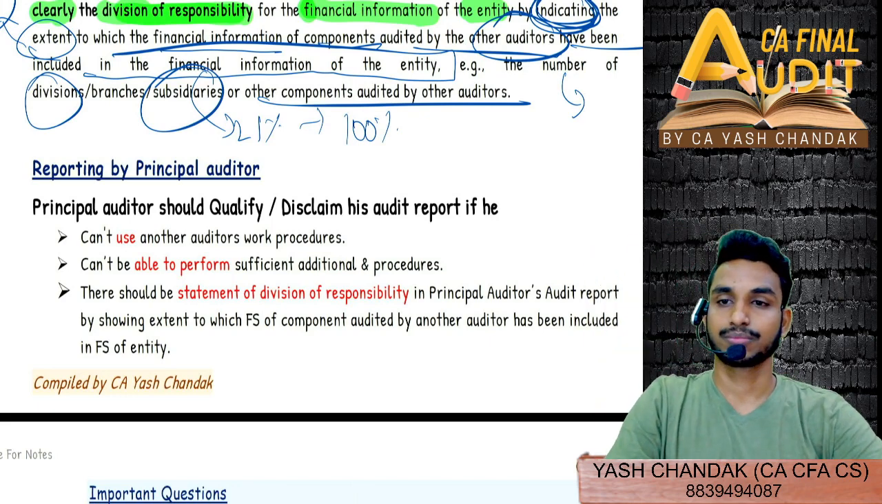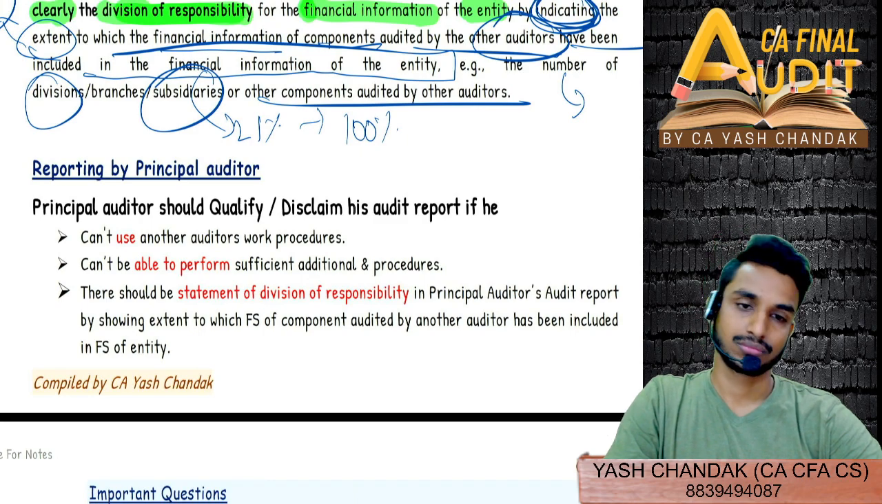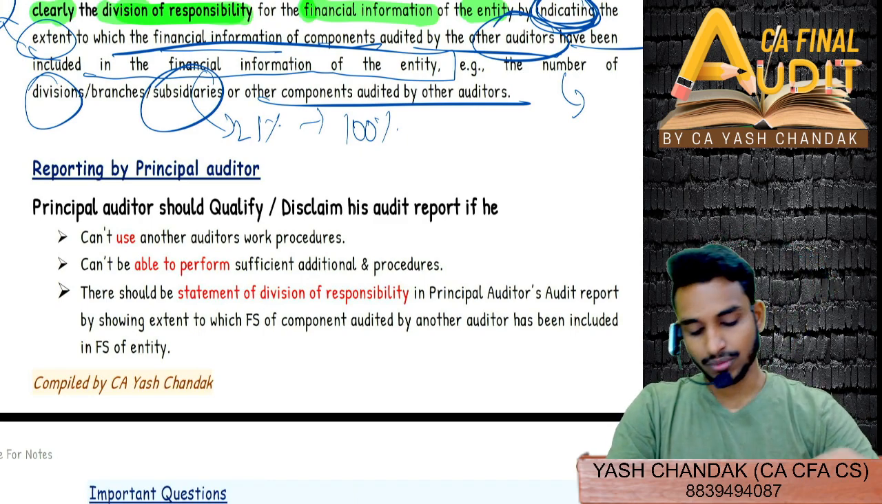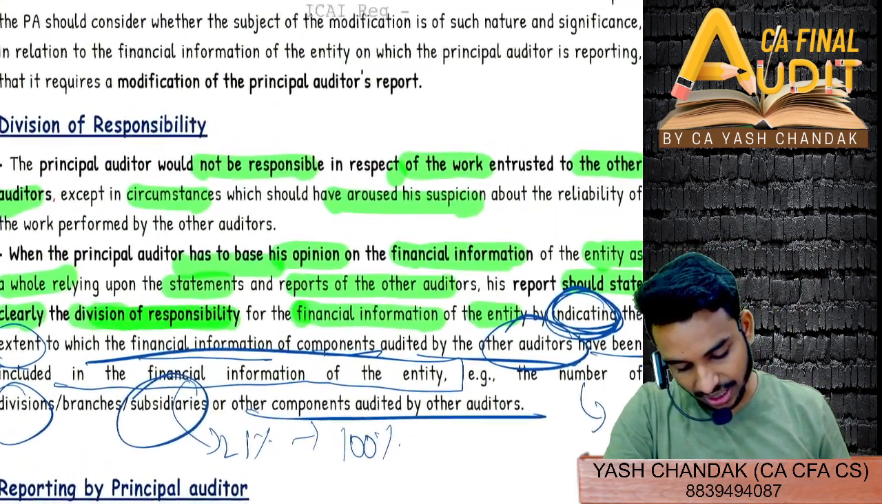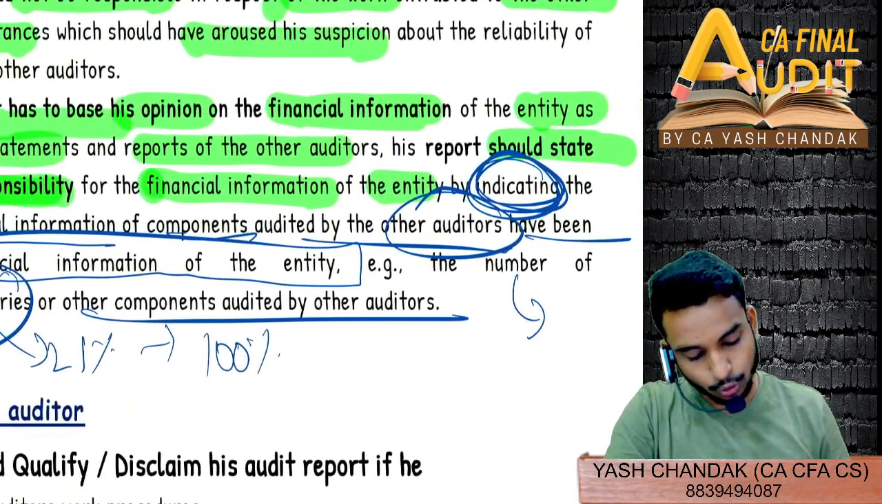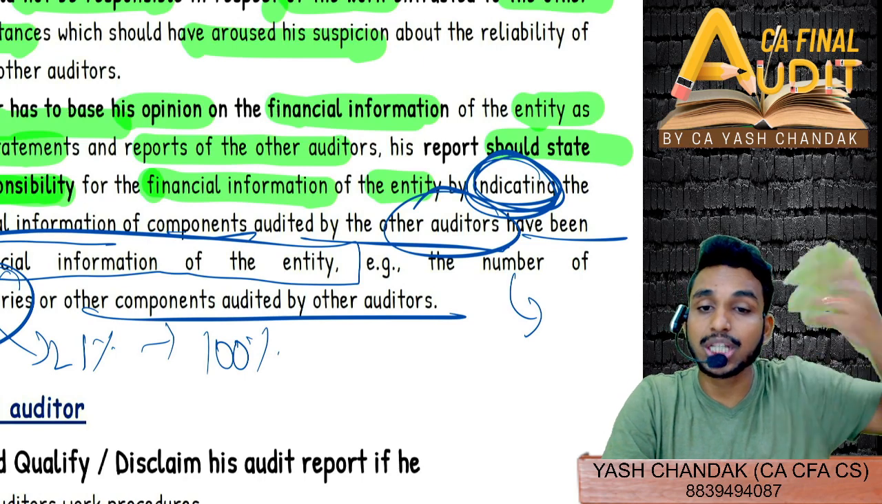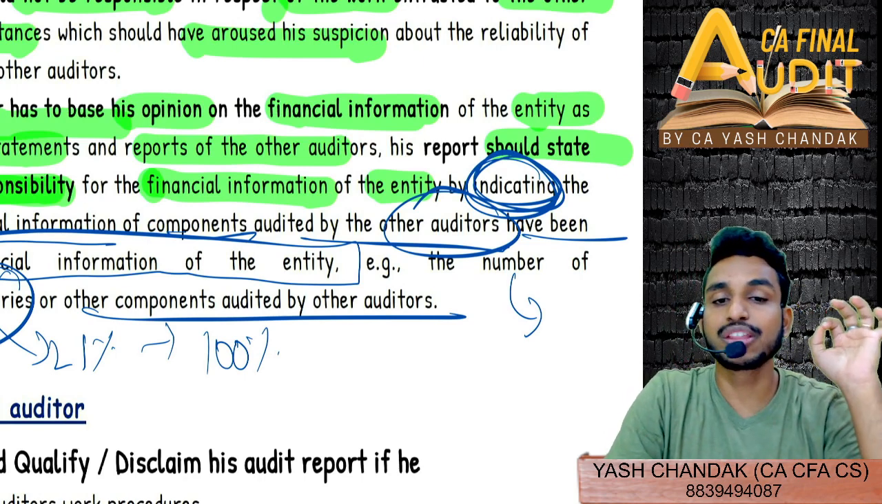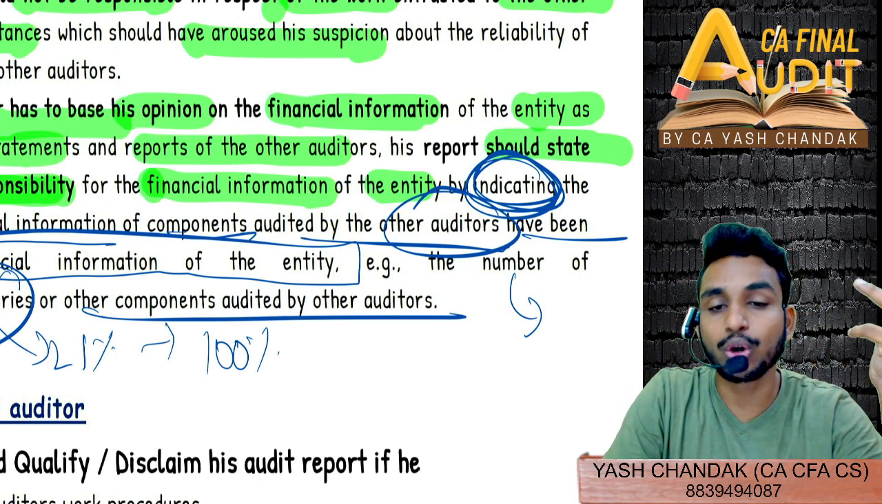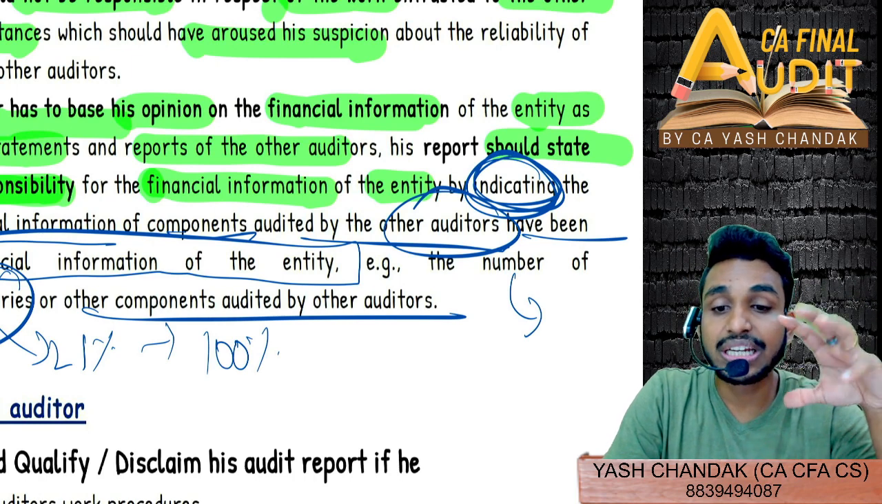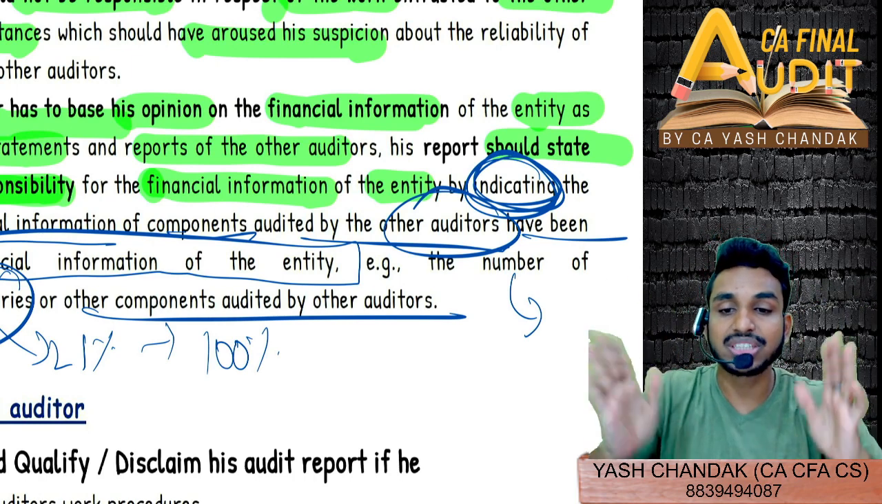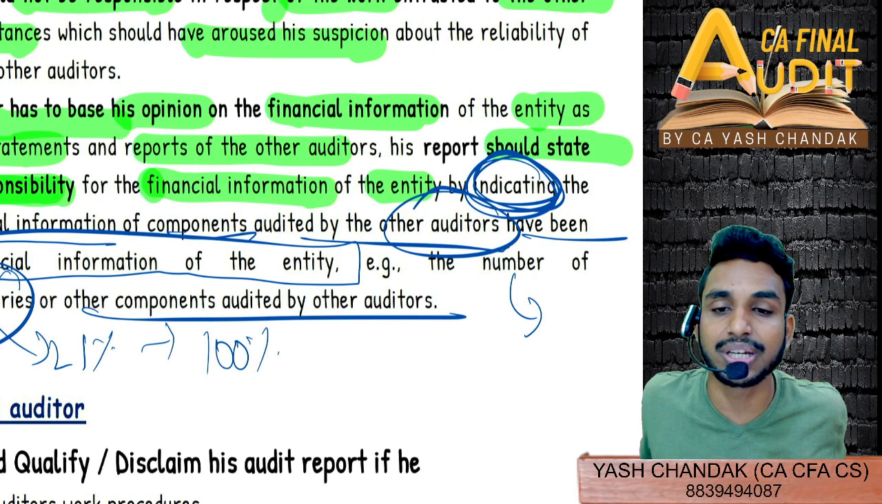आई एम सेइंग कि ये जो अपन बता रहे हैं कि डिवीजन ऑफ रिस्पॉन्सिबिलिटी, दैट वी हैव टू आल्सो टेल कि हाउ मेनी नंबर ऑफ ब्रांचेस हैव वी ऑडिटेड एंड नंबर ऑफ ब्रांचेस ऑडिटेड बाय अदर ऑडिटर, and therefore we will not be held responsible for the audit done by the component auditor. So where you are clearly dividing the responsibility, you are specifically mentioning about your responsibility, so all this will be stated where, in other matter para.